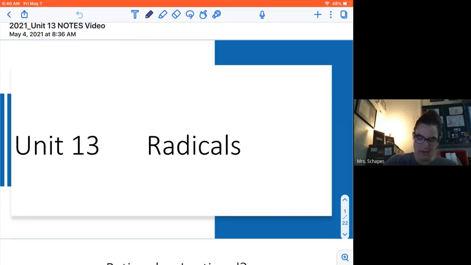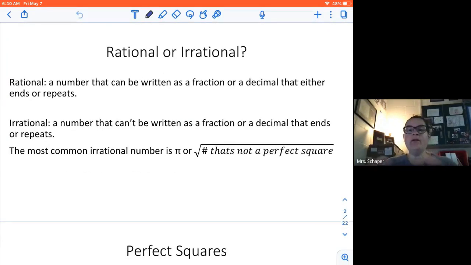So what's a radical? Well, a radical is a number that has a square root symbol. Going back a little bit to what we've talked about earlier in the year, rational versus irrational: rational numbers are numbers that can be written as a fraction. The decimal either ends or repeats. Irrational numbers are numbers that can't be written as a fraction, or the decimal never ends and never repeats.